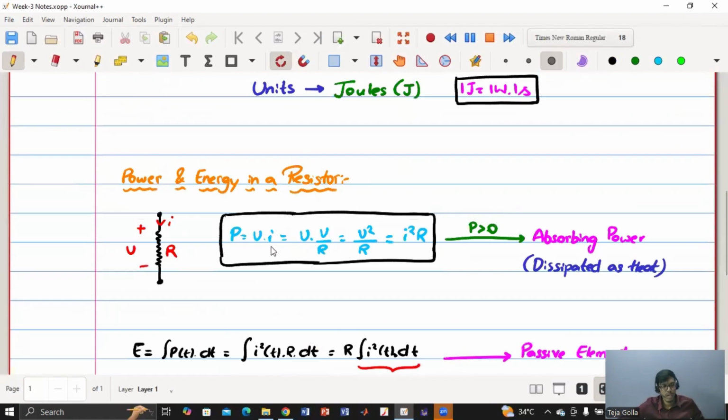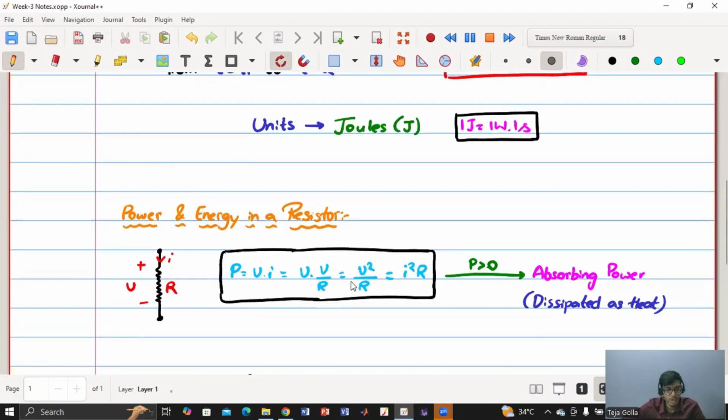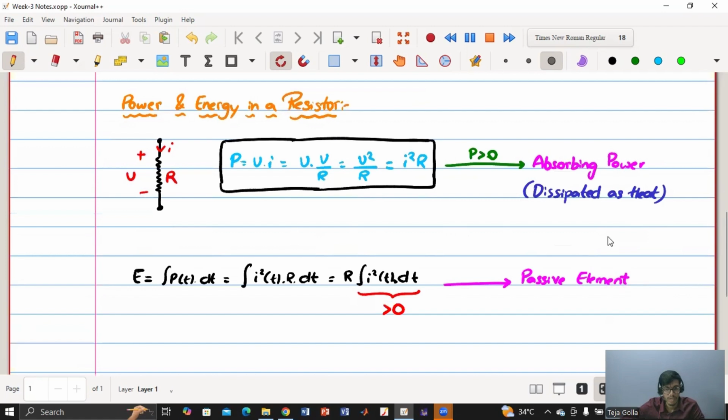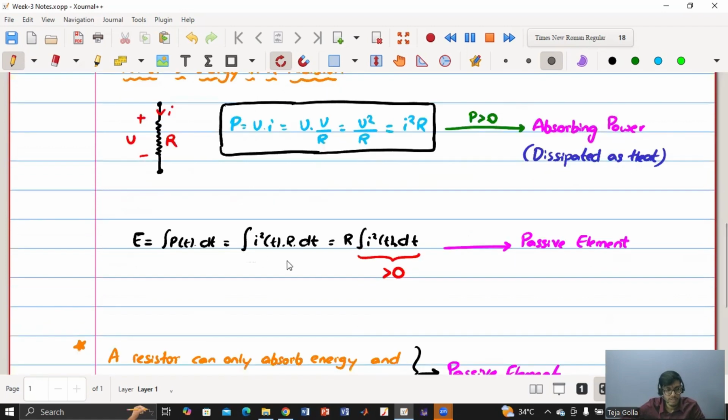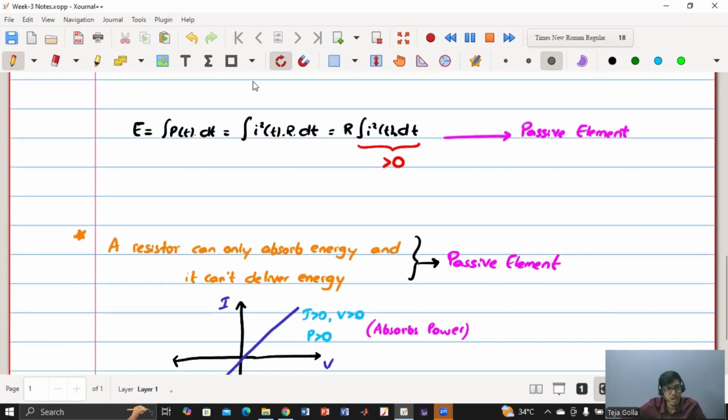We initially started with the basic knowledge that P equals V into I, and using Ohm's law we got three such expressions. We have seen power is greater than 0, which means it only absorbs power, and it dissipates it as heat. Then we have seen the energy, which is the integration of power, and energy is always greater than 0. That means it's a passive element, which can only absorb energy and cannot deliver energy. Is that clear?